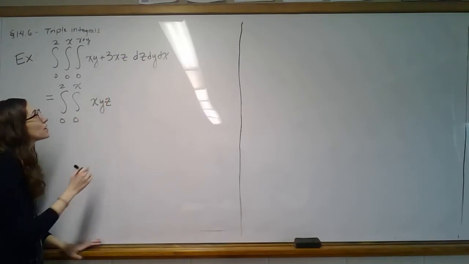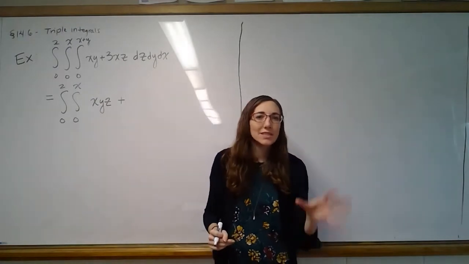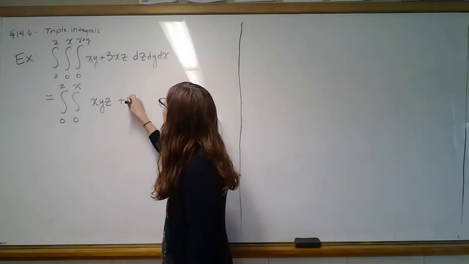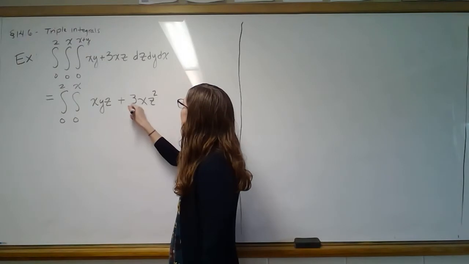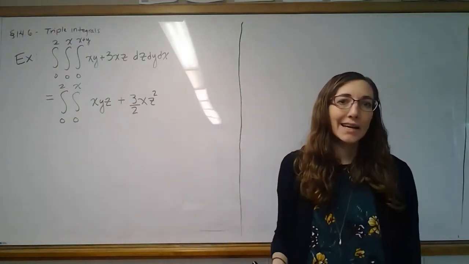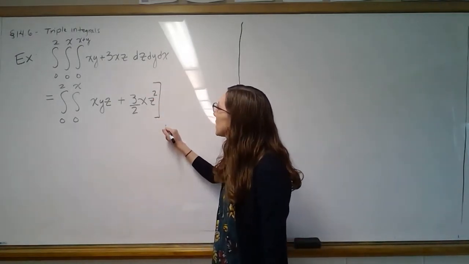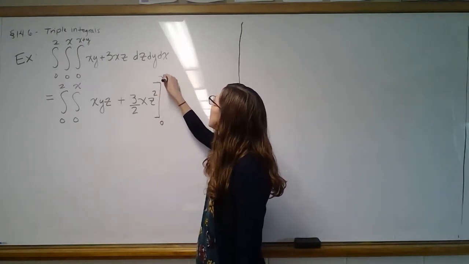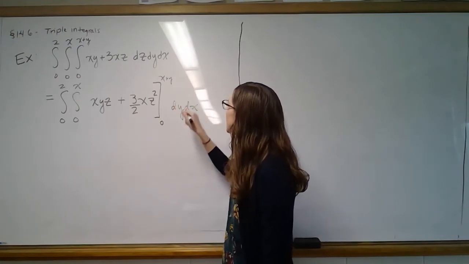And then here, I've got plus 3xz, and when we take a look at that, it's really just a constant times z, so we'll keep the 3x, and then z is going to increase in power to a 2, and then we divide by the new power, so we're really left with 3 halves xz squared. And so now we're going to plug the bounds in of 0 to x plus y, and this is still dy dx.